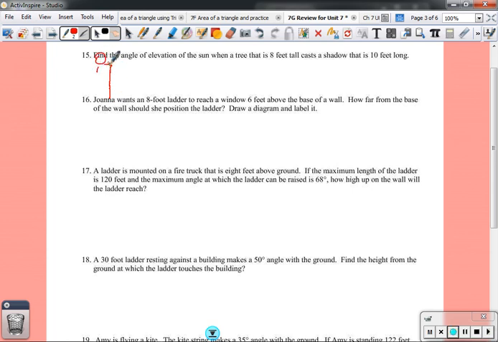Alright, so here's my tree. Here's the sun. Okay, and we're looking for the angle of elevation. Let's move this all up real quick, it's kind of cluttered. Find the angle of elevation of the sun when a tree that is 8 feet tall casts a shadow that is 10 feet long. And we're looking for this angle right here. So that is tangent. The tangent of x equals 8 over 10.